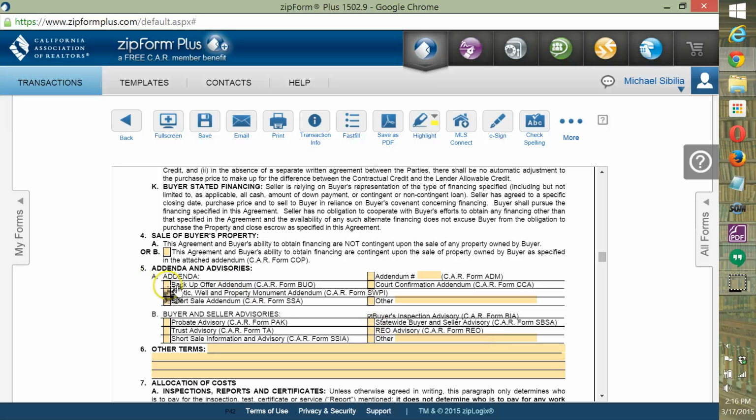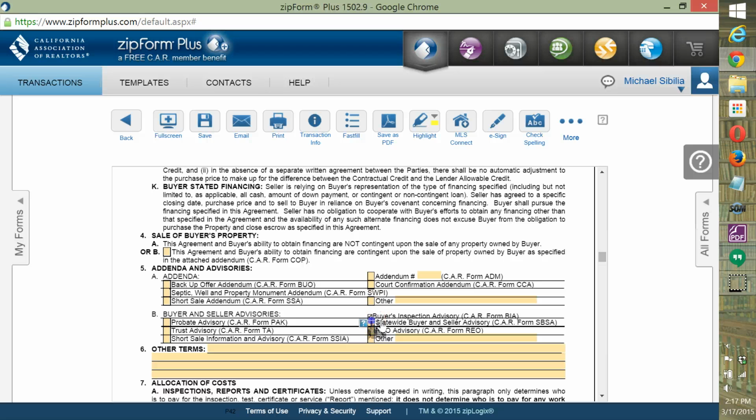If it's a backup offer, you would check that. We don't do very many short sales. Court confirmation is for probates and other things that require court confirmation. A probate advisory is an advisory. That would be in addition to checking that box. That's where, if you had added an addendum.